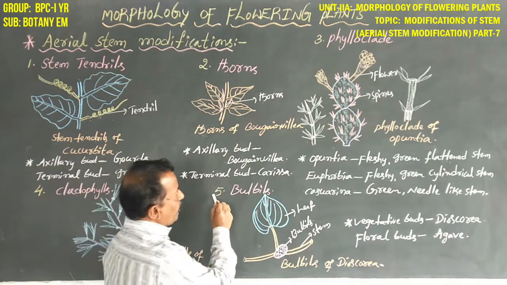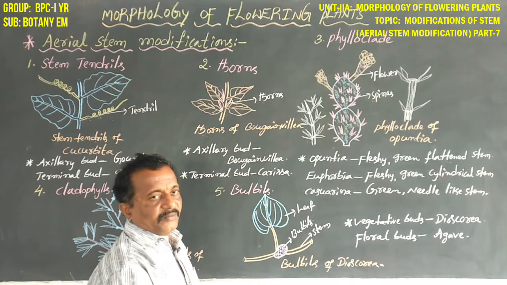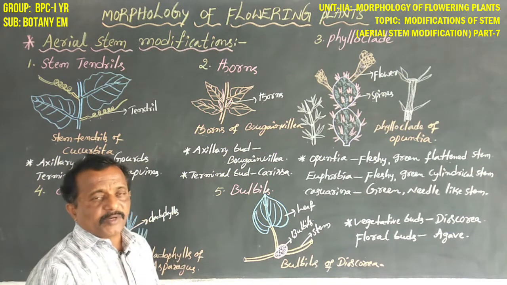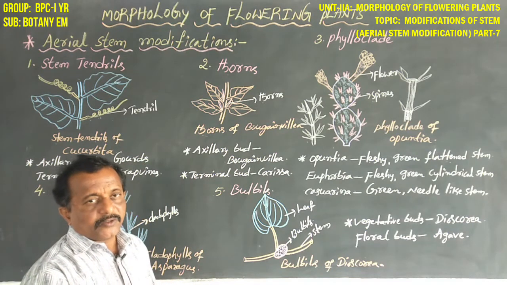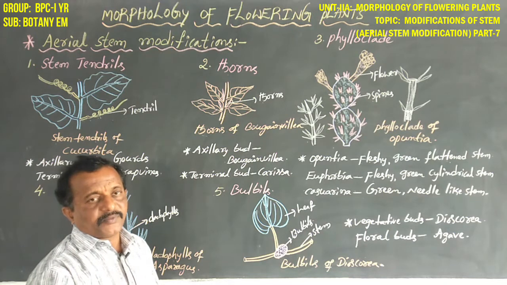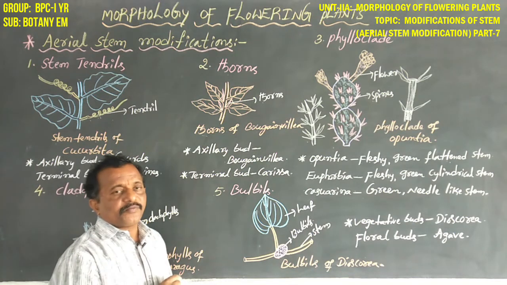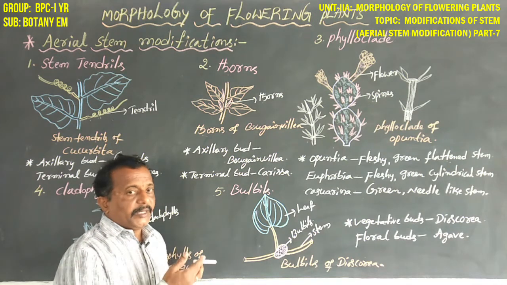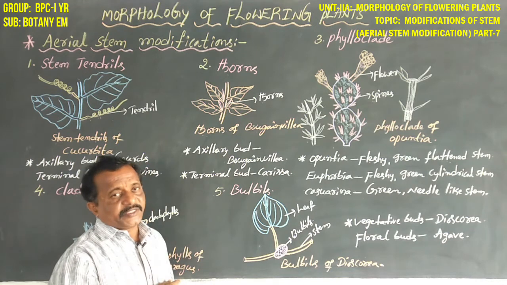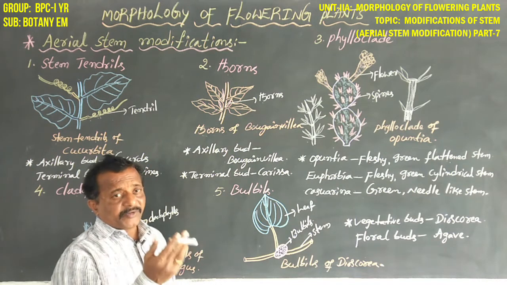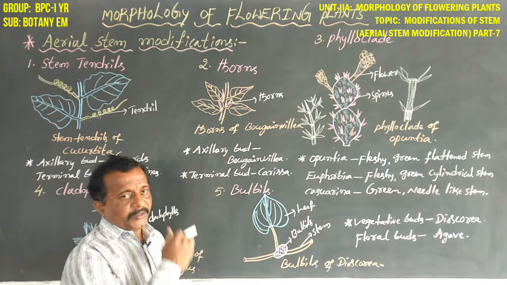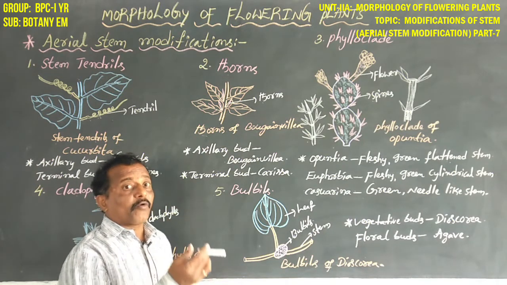Next, coming to the fifth one, bulbils. Bulb is one of the underground stem modifications. Underground stem modifications are of four types: first rhizome, second corm, third stem tuber, fourth bulb. But bulbils are aerial stem modifications. Aerial stem modifications are: first stem tendrils, second thorns, third phylloclades, fourth cladodes.